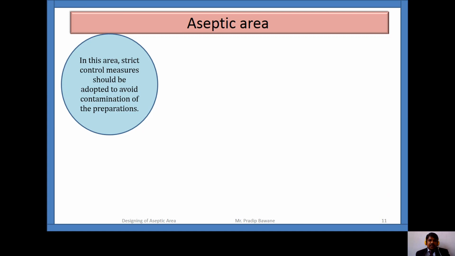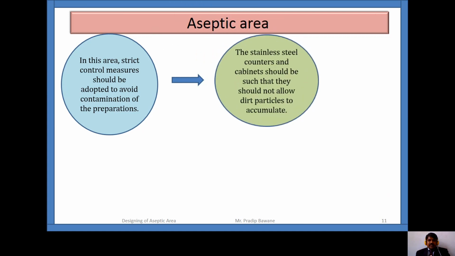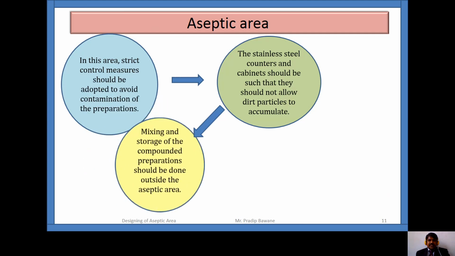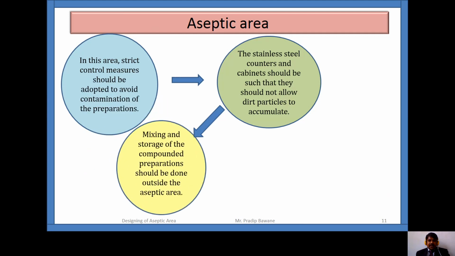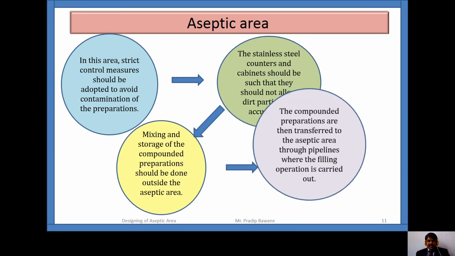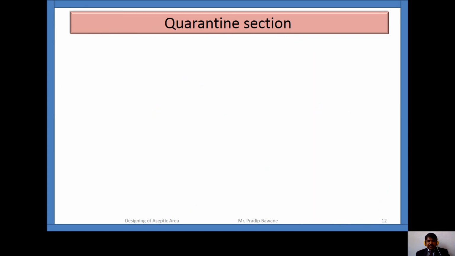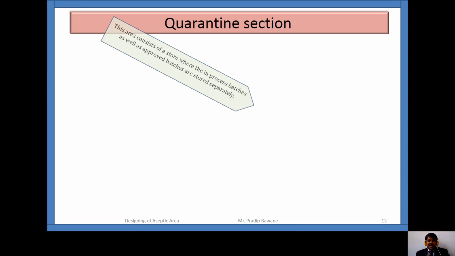In this area, strict control measures should be adopted to avoid contamination of the operation. The stainless steel counter and cabinet should be such that they should not allow dust particles to accumulate. Mixing and storage of the compounded preparation should be done outside the aseptic area. And last, the compounded preparation is then transferred to the aseptic area through pipelines where the filling operation is carried out. Then we will move to the quarantine section.